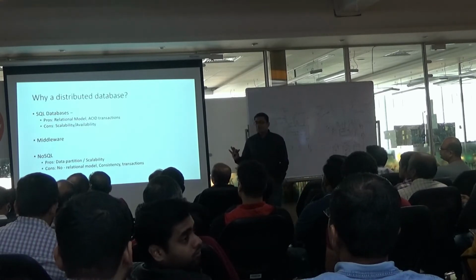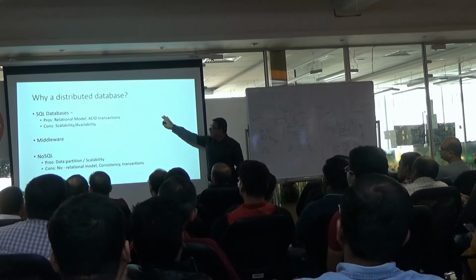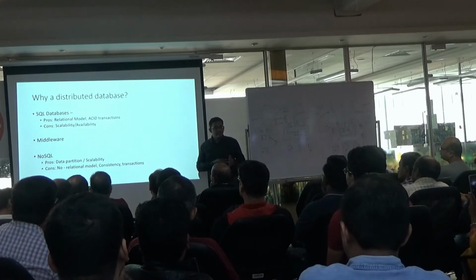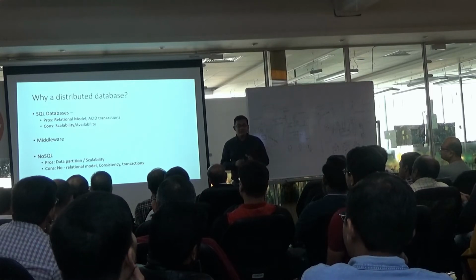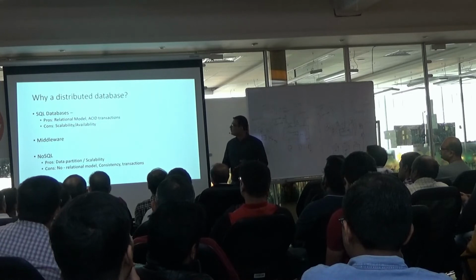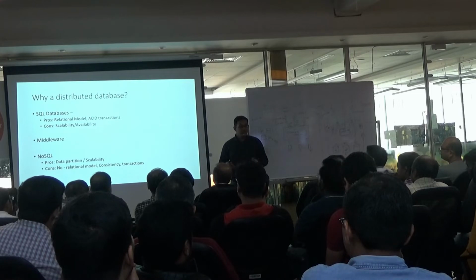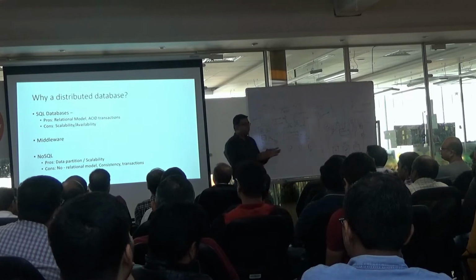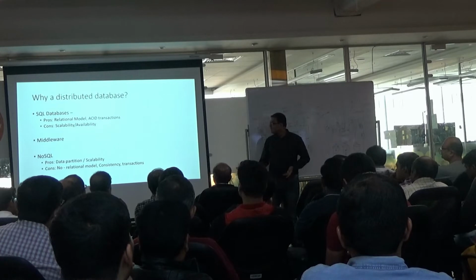So just a little bit of history. We started with SQL databases, the relational model, ACID transactions. The only limitation was scalability and availability. In the 2000s, we started hitting that block: if I have to scale a SQL database, we started sharding. And then shards were very difficult to manage. So people wrote some middleware, where the logic of dividing data into shards was put in the middleware, but they were kind of manually managing it.